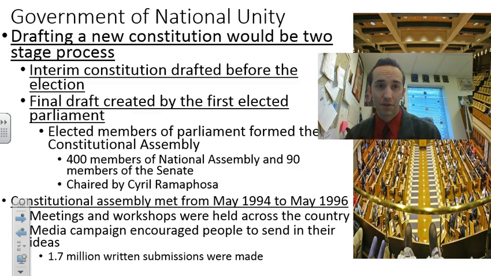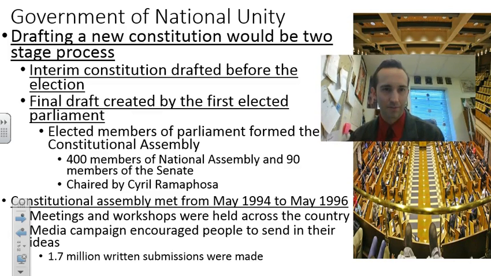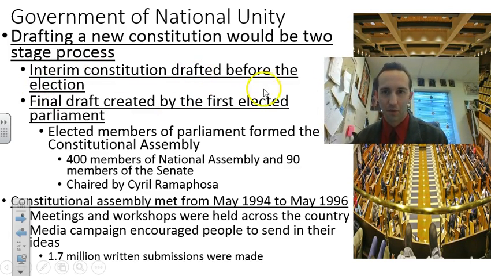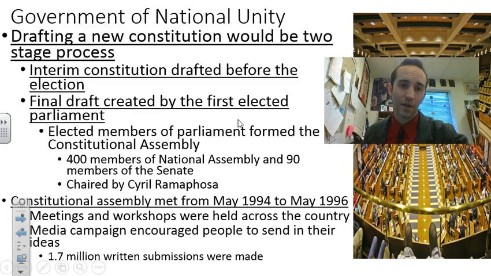They're going to set up a new constitution, and it's going to be a 2-stage process to get there. So the interim constitution is drafted before the election during the negotiations, and then the final draft will be created by the first elected parliament. The elected members of this first parliament form the Constitutional Assembly. And so there were 400 members of the National Assembly, which is kind of like Congress, and 90 members of the Senate. And this will be chaired by Cyril Ramaphosa, one of the top leaders of the ANC and the unions. The Constitutional Assembly met for 2 years, from May of 1994 to May of 1996.